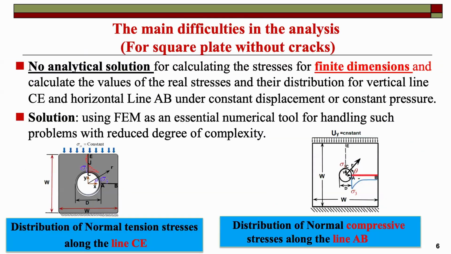So what is the main problem in this square plate without cracks? There is no analytical solution. We have an analytical solution for the infinite plate with a central hole from the Kirsch solution. So we want to find the dimensions and calculate the real stresses and their distribution on the vertical line CE and the horizontal line under constant displacement or constant pressure. The solution uses finite element, an essential numerical tool for handling such problems with reduced complexity.